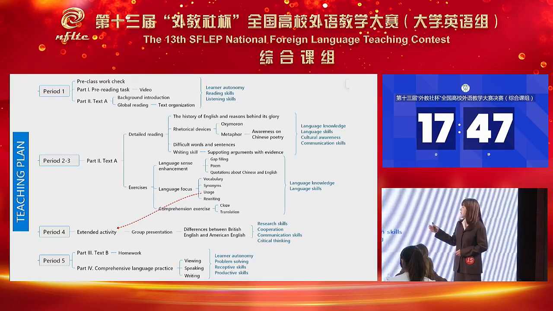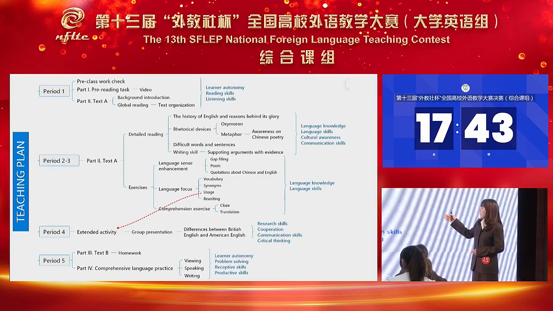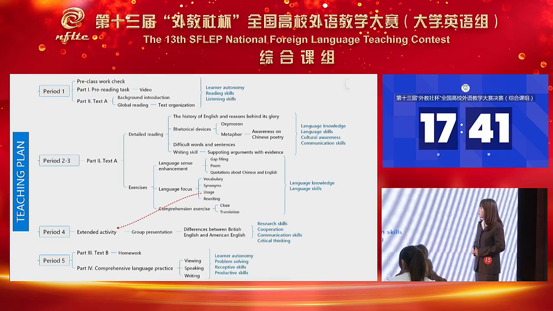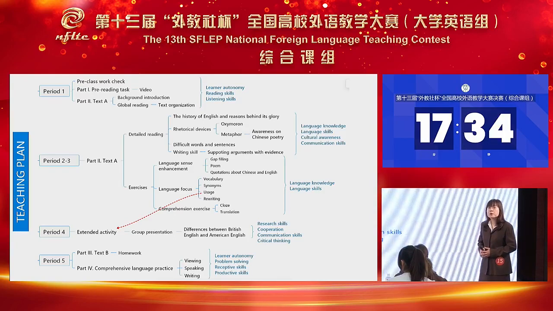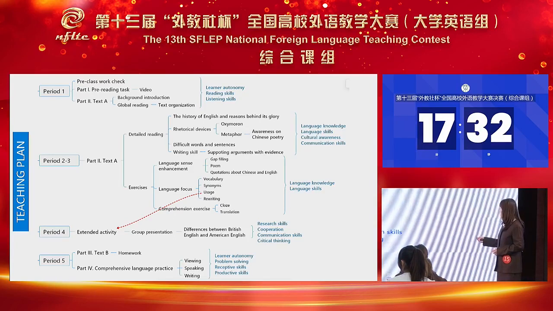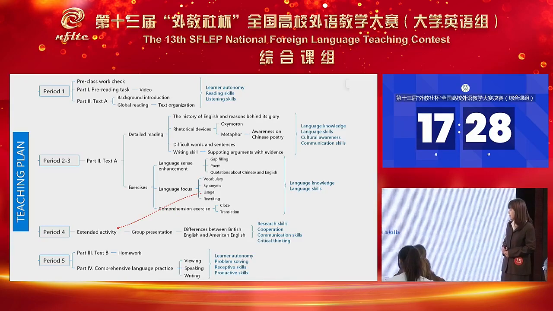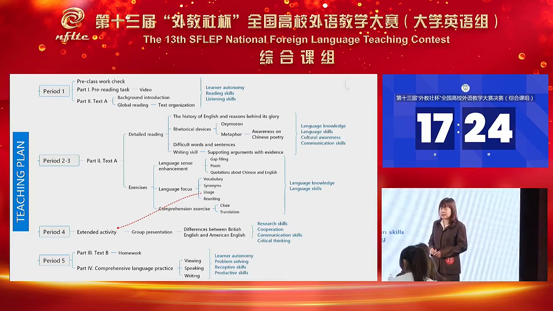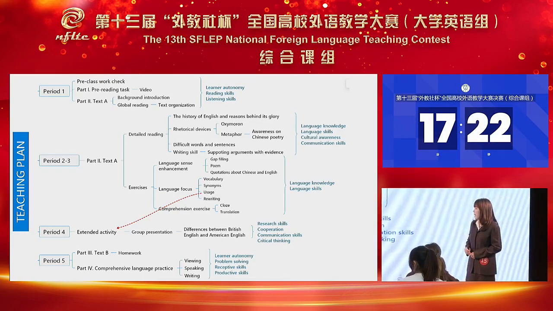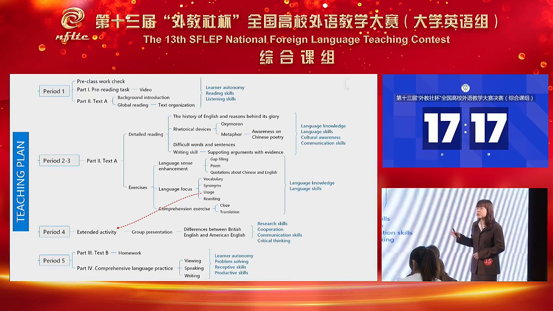Period 4 is the extended activity of the language focus of usage, and it's going to be a group presentation on the differences between British English and American English. In this learning by doing process, the research skill, cooperation, communication skill, and critical thinking will be practiced. Period 5 is the text B. It's going to be a homework, and only the difficulties will be explained at students' request.